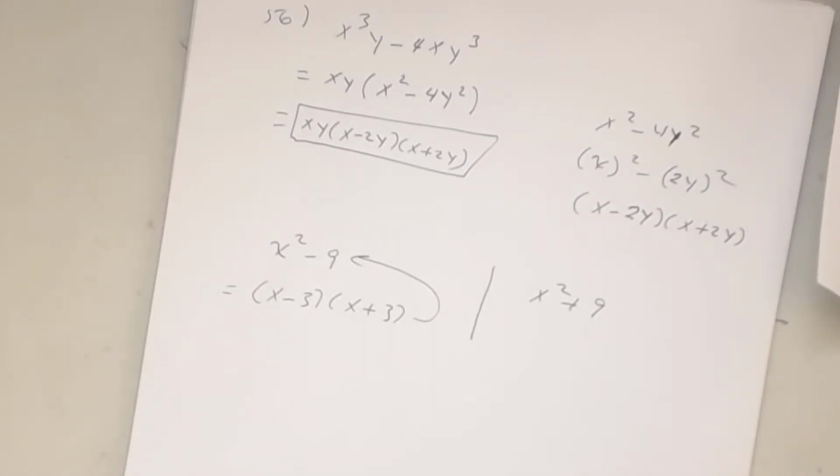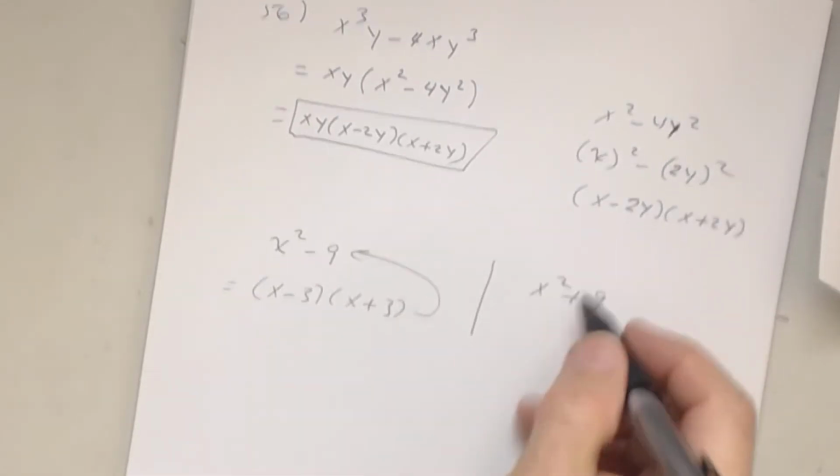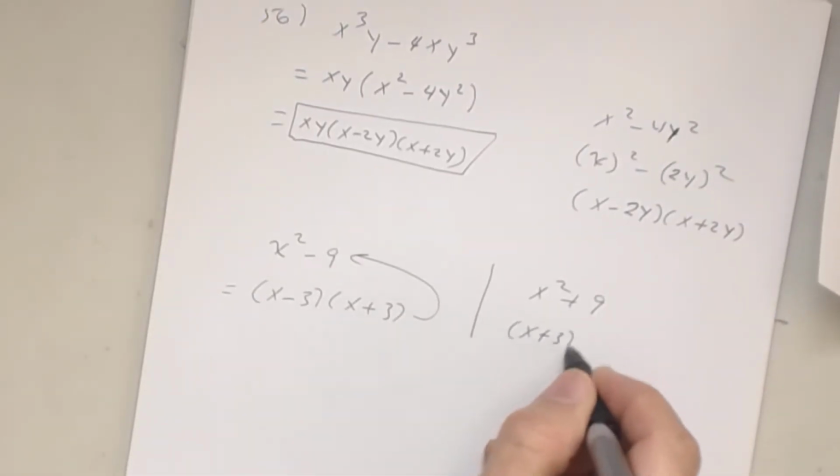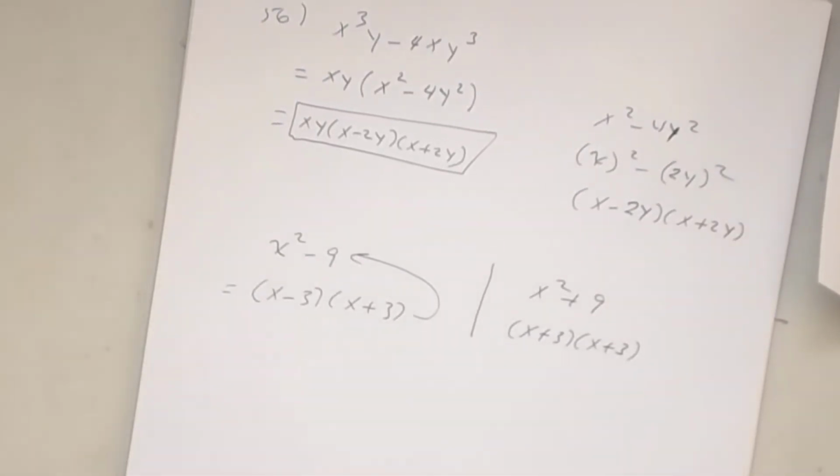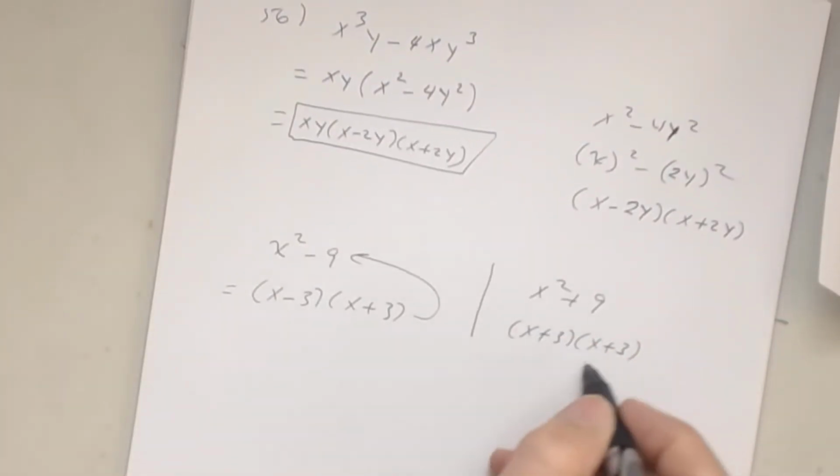The signs would be positive? Okay, let's look at that. So you're saying you think it's x plus 3 times x plus 3. Is that what you're saying? That's what most people would think when they first look at this. So let's FOIL it out. What's F?